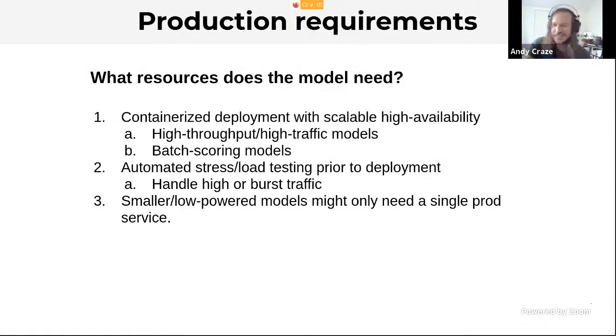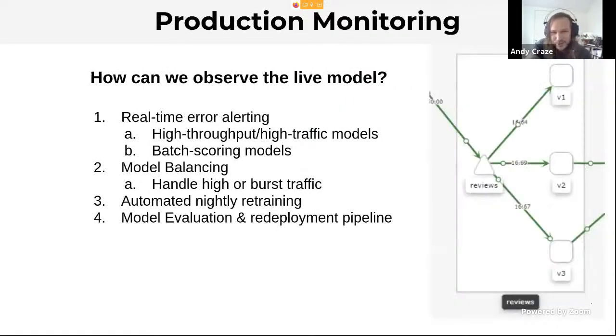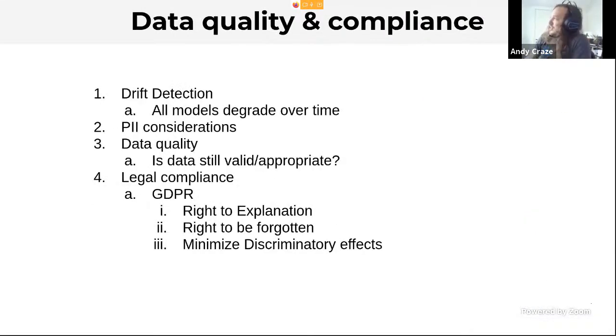I'm going to skip this again, production requirements and production monitoring. It's a little bit more technical, but at a high level, we are building a platform that handles all of those things and does it inside of the containerized workflow.